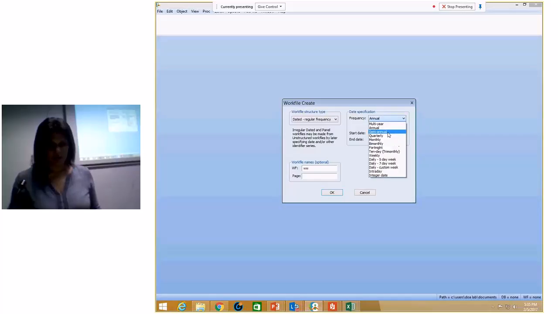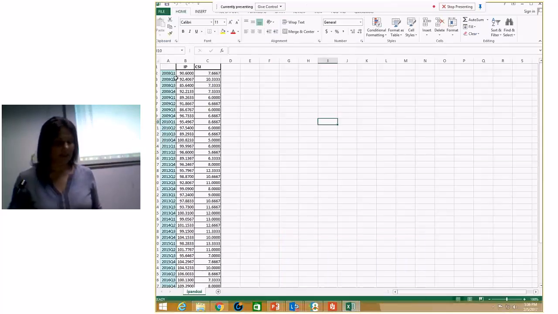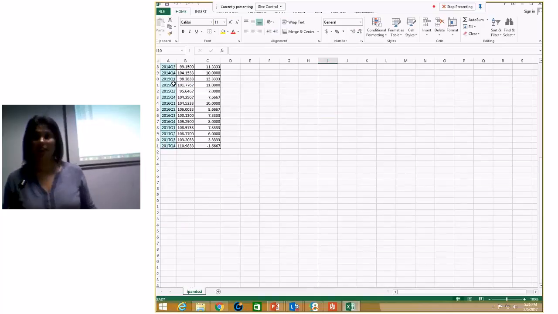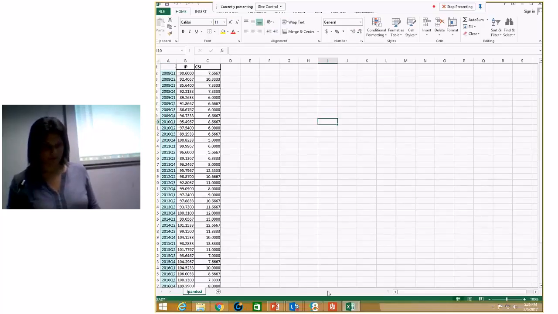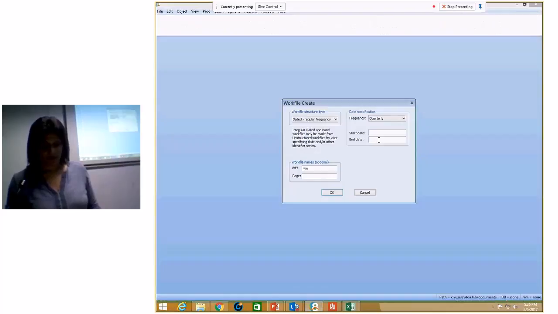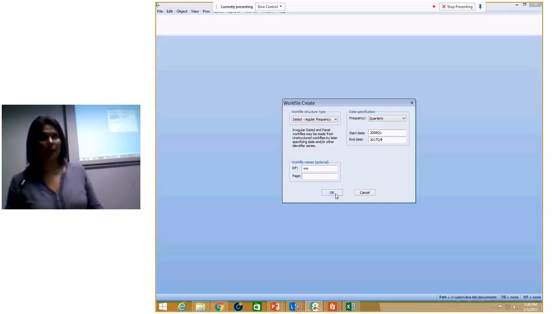This is quarterly data. Here 2008 quarter 1 to 2017 quarter 4 is forecasted data. It is 2008 Q1 and 2017 Q4. Then click OK.